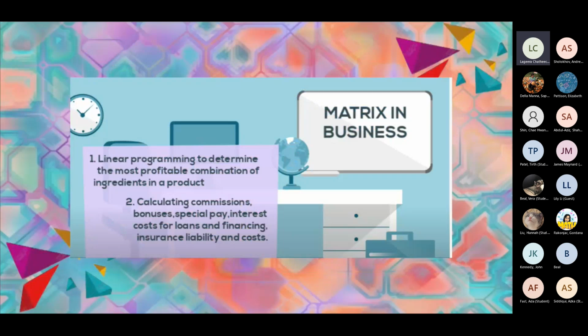So matrices in business. We use matrices for linear programming to determine the most profitable combination of ingredients in a product, and for calculating commissions, bonuses, special pay, interest costs for loans and financing, and insurance liability and cost. And three, we even use it to analyze how the business is going and maybe upcoming risks.